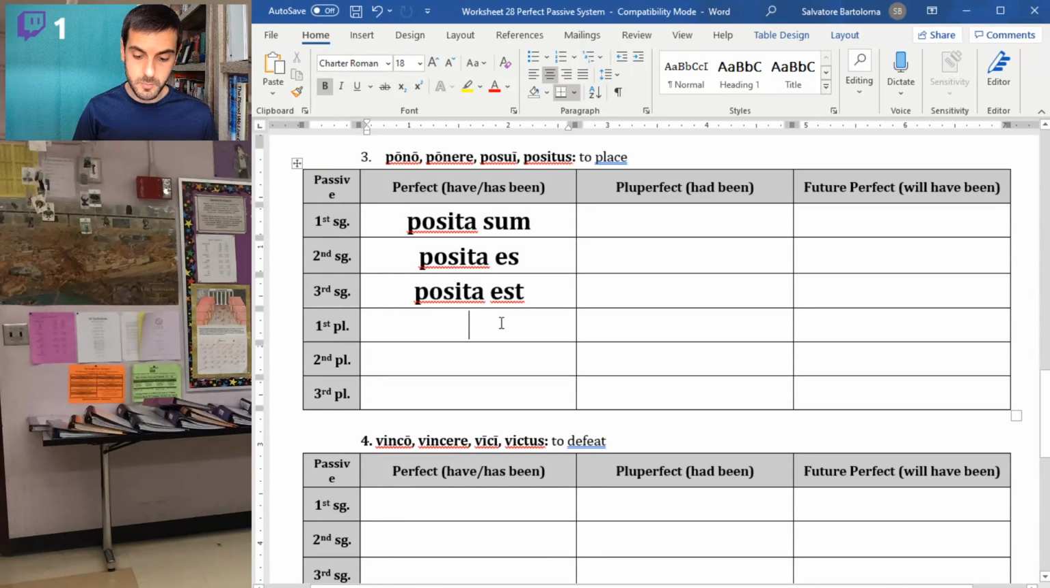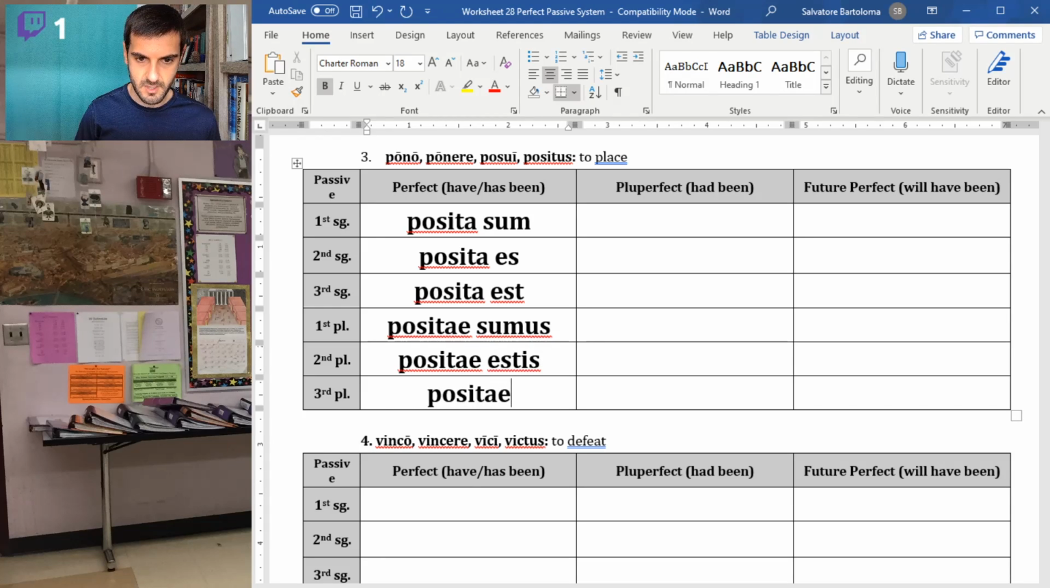And then when it becomes plural, right, posita, feminine singular, positae, feminine plural. Positae sumus, positae estis, and positae sunt. Posita, posita, posita, positae, positae, positae. Sum, es, est, sumus, estis, sunt. I have been placed, you have been placed, she or something feminine has been placed, we have been placed, y'all have been placed, they've been placed.